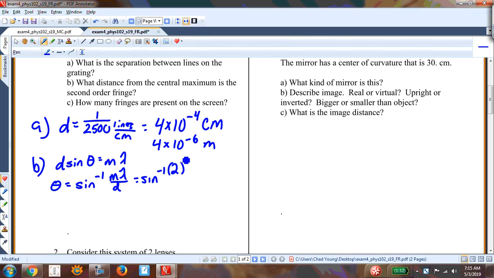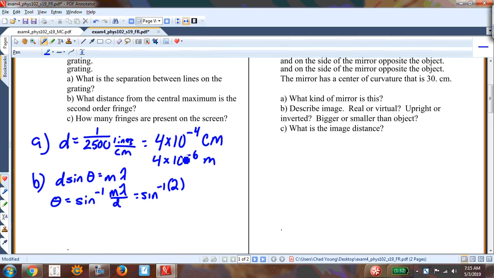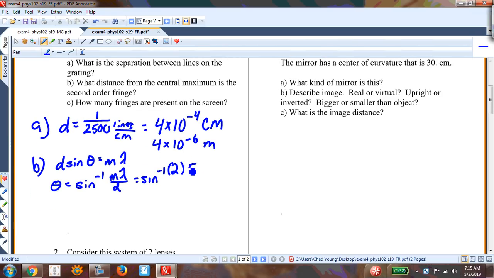Lambda is, what was it? 520 times 10 to the minus 9, divided by the d, which is 4 times 10 to the minus 6. So that gives me 15 degrees.